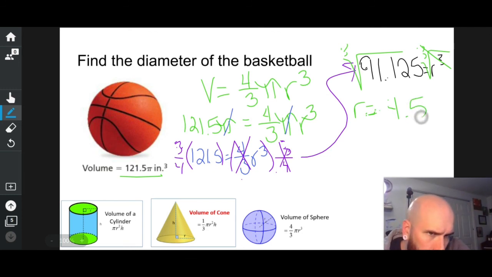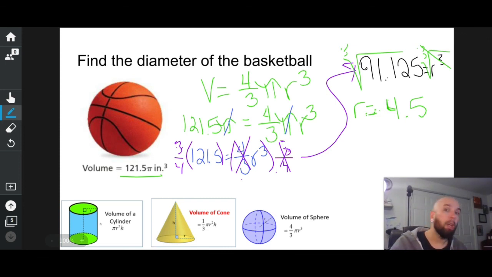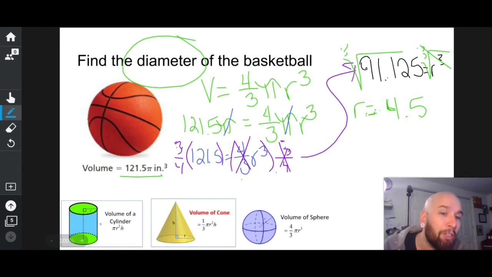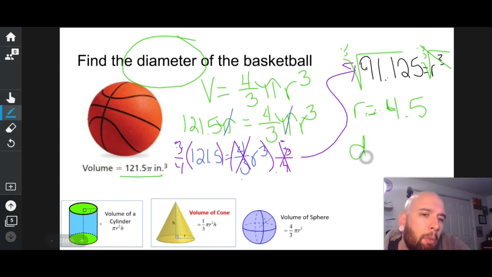Wow. Well, it became a nice, lovely number. Am I done? No. Because my job wasn't to find the radius. My job was to find the diameter. So normally I'm given a diameter and I have to divide by 2. Now I'm given a radius, which means I'm going to multiply by 2. And so the diameter of a basketball is 9 inches.